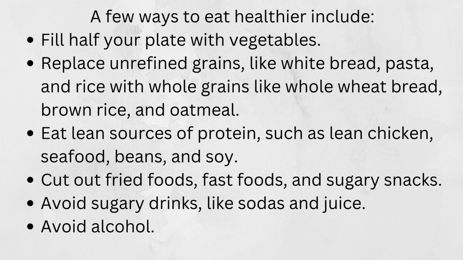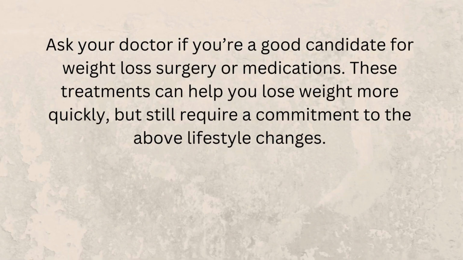A few ways to eat healthier include: fill half your plate with vegetables, replace unrefined grains, like white bread, pasta, and rice with whole grains like whole wheat bread, brown rice, and oatmeal. Eat lean sources of protein, such as lean chicken, seafood, beans, and soy. Cut out fried foods, fast foods, and sugary snacks. Avoid sugary drinks, like sodas and juice. Avoid alcohol. Ask your doctor if you're a good candidate for weight loss surgery or medications. These treatments can help you lose weight more quickly, but still require a commitment to the above lifestyle changes.